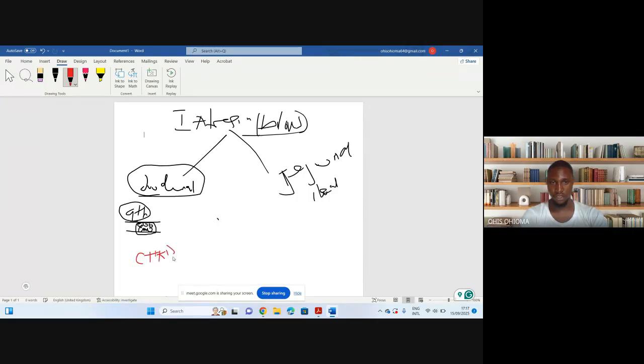So C-H-A-D. So this D, you can put a square here. So this can be diaphragmatic hernia, or this D can be duodenal atresia, right? Duodenal atresia. You can do that, make it easy for you to remember and all of that.